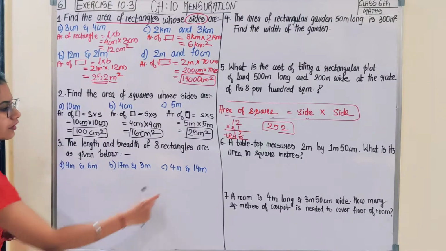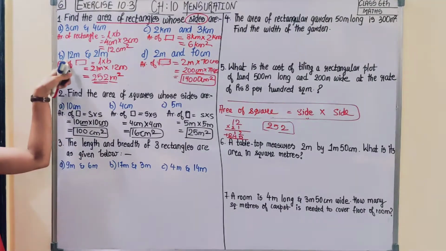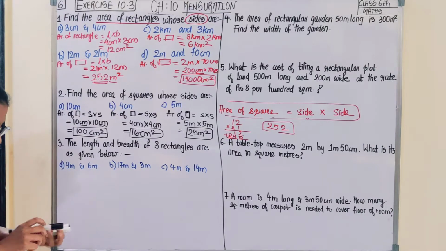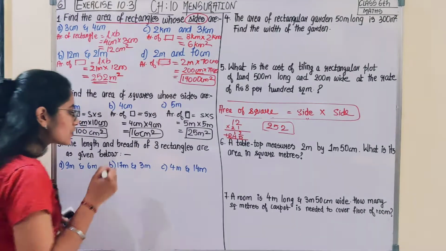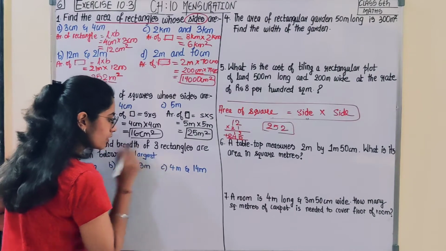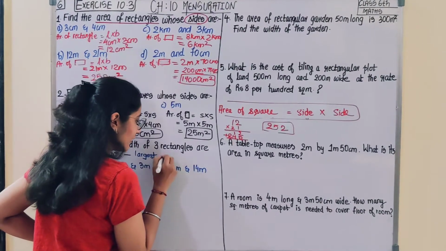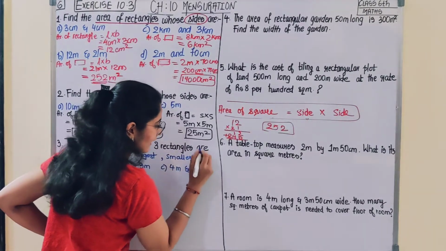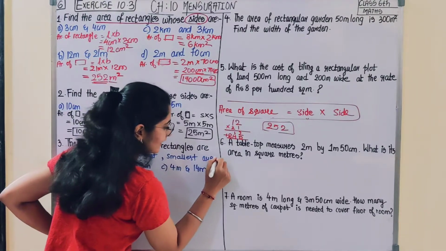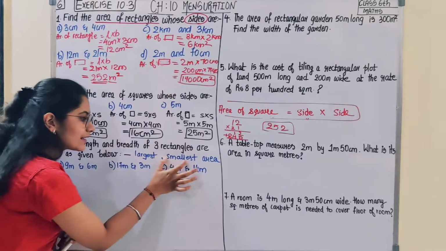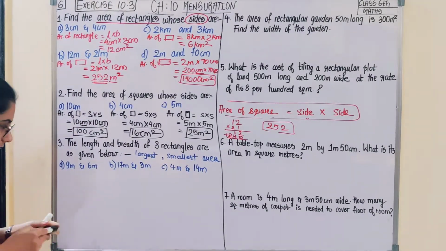Okay. Moving on to the third question, which says the length and the breadth of 3 rectangles are given as follows. So this is the same thing. But the twist in this question is, it says you have to find which one has the largest area and which of these 3 rectangles has the smallest area. So you have to find the rectangle with the largest area and the one with the smallest area.